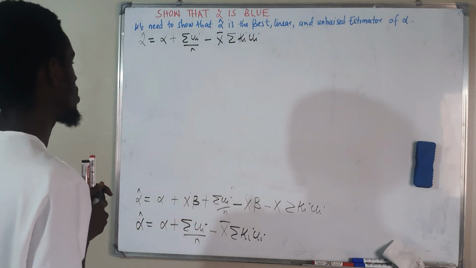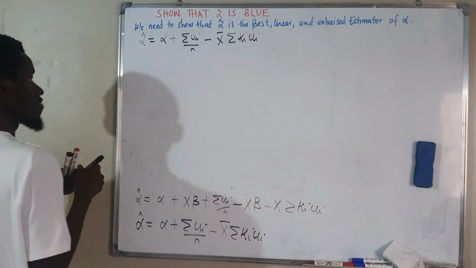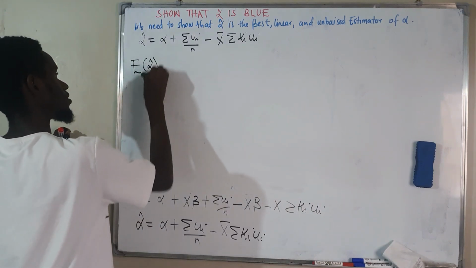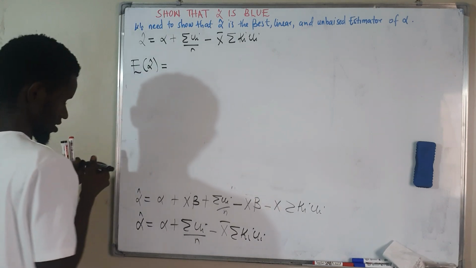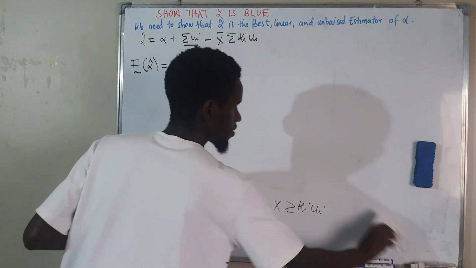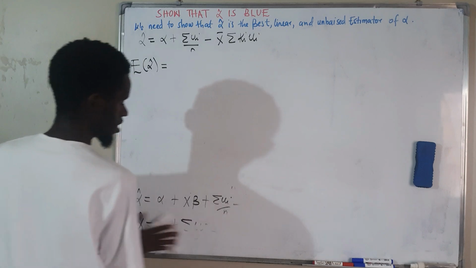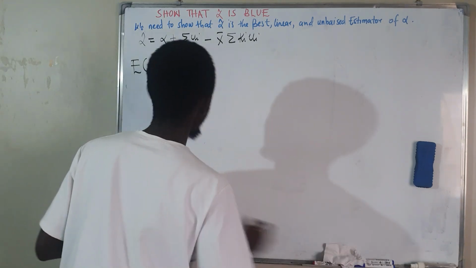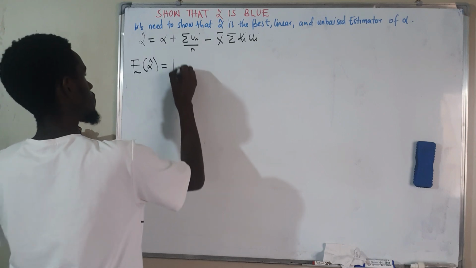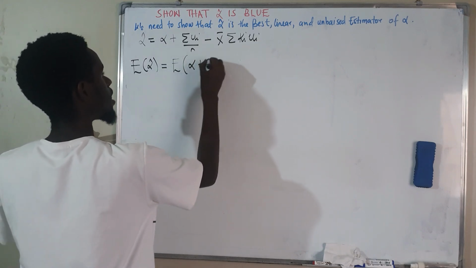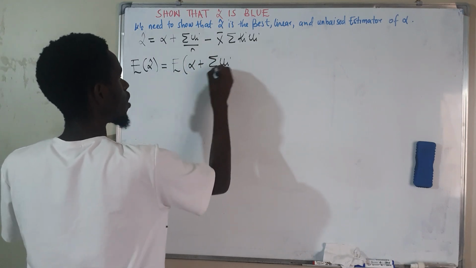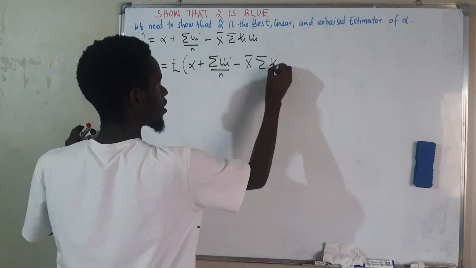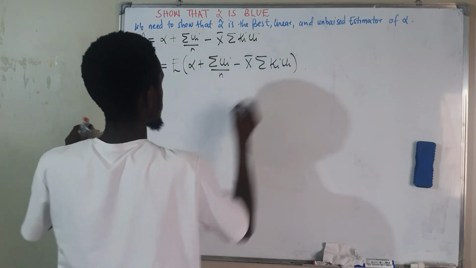And I'm interested in getting the expected value of alpha hat. Therefore, it means I have to put the E of alpha hat. Now if I get the E of alpha hat and I see that it's the same as alpha, therefore I will say that our alpha hat is unbiased. Therefore, from there, it's easier for me to get the expected value of alpha plus summation of u_i over n minus x bar summation of k_i u_i, that way.